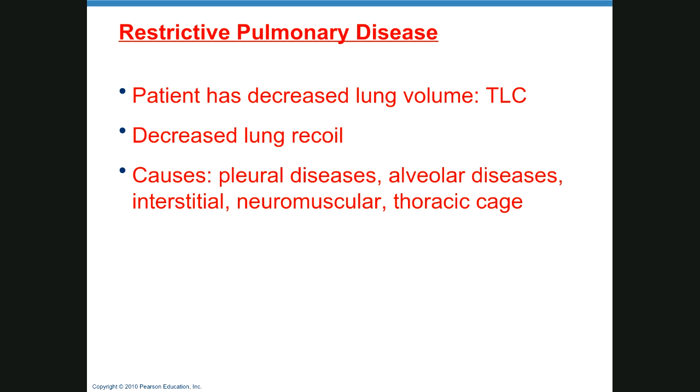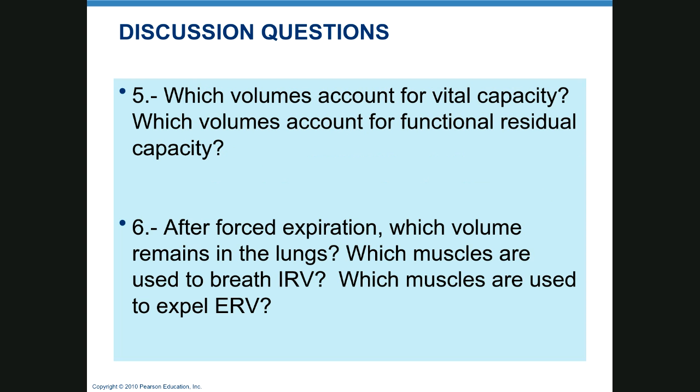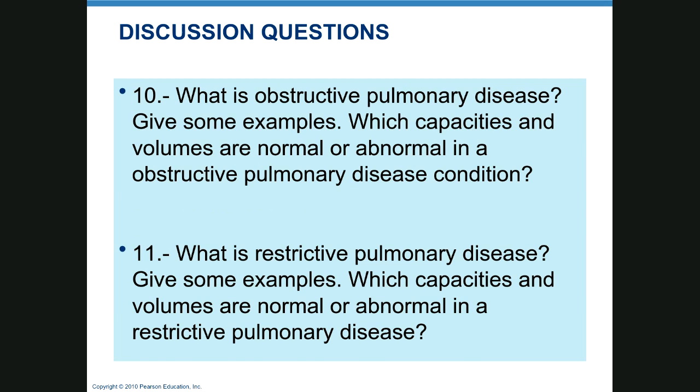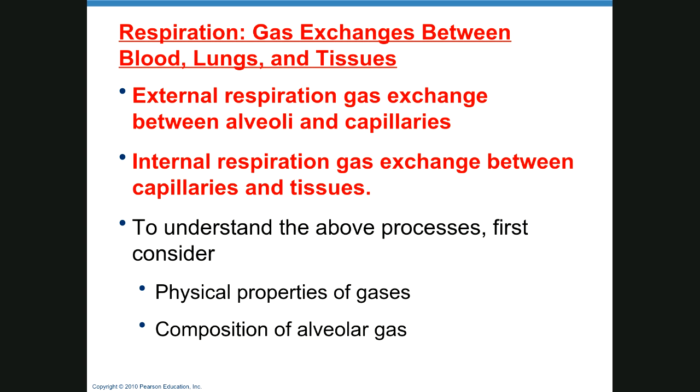Restrictive, the patient has a decreased TLC. Now there is something wrong with the lungs themselves. Maybe fibrosis of the lungs, an infection in the lungs. It could be a neuromuscular problem also, for example. A problem with the thoracic cage, so the lungs cannot expand as much. All right. Any questions?